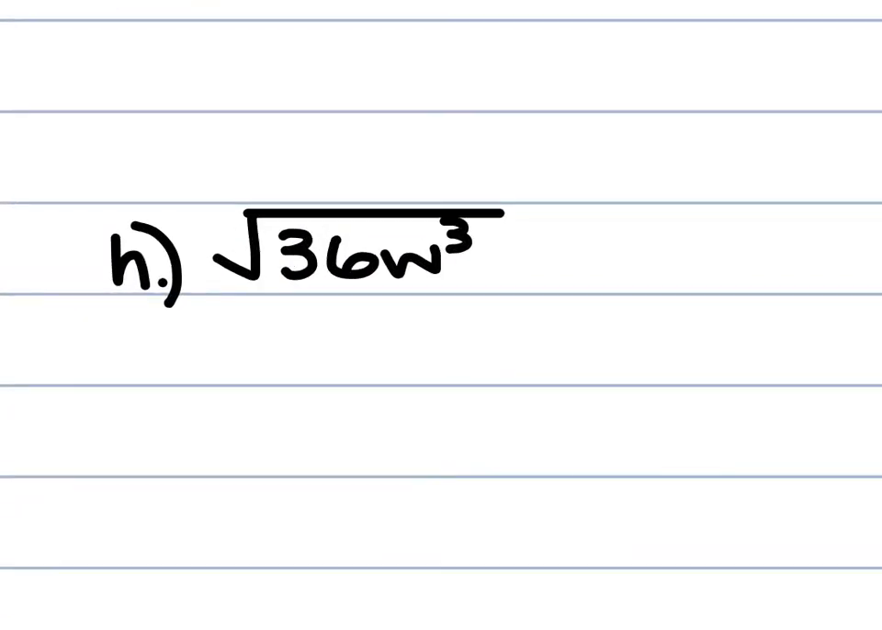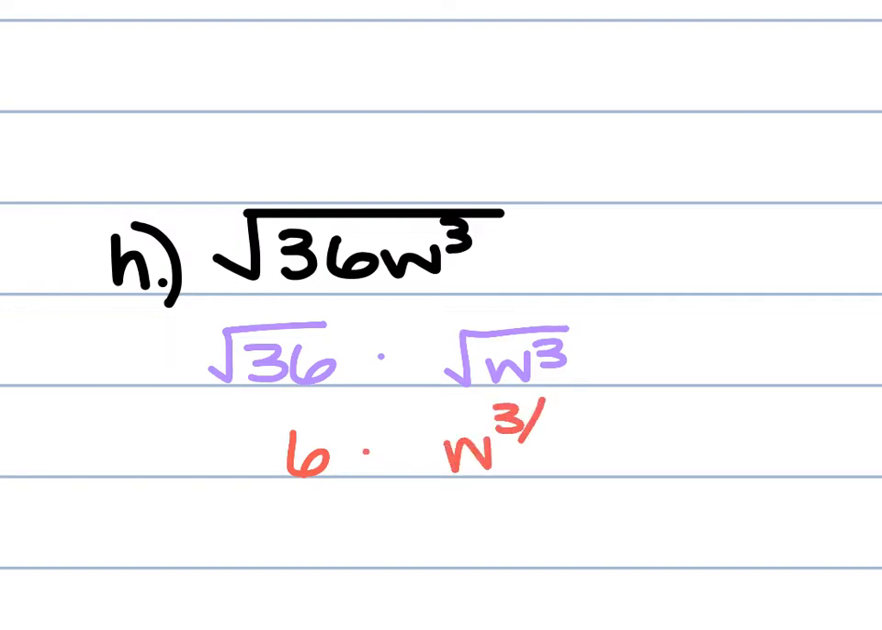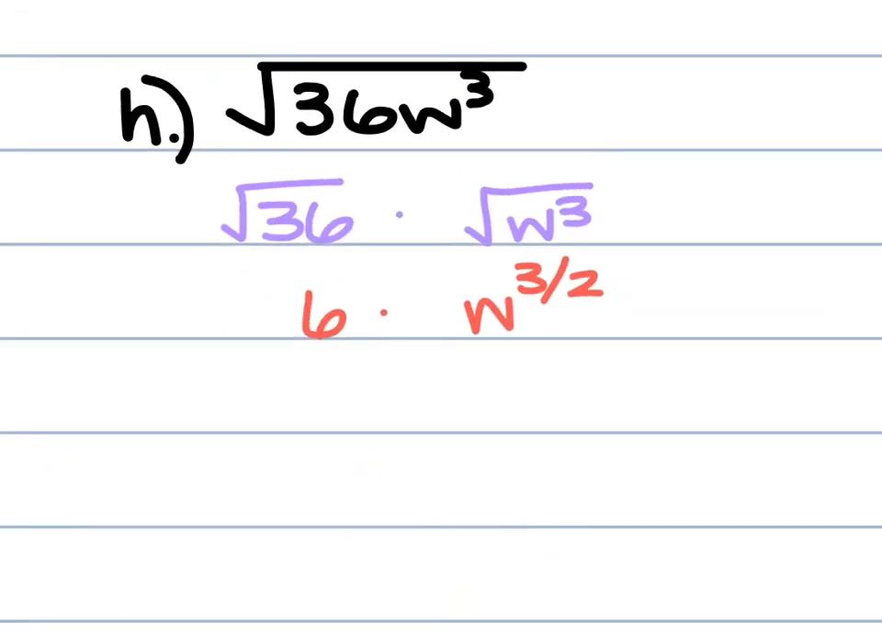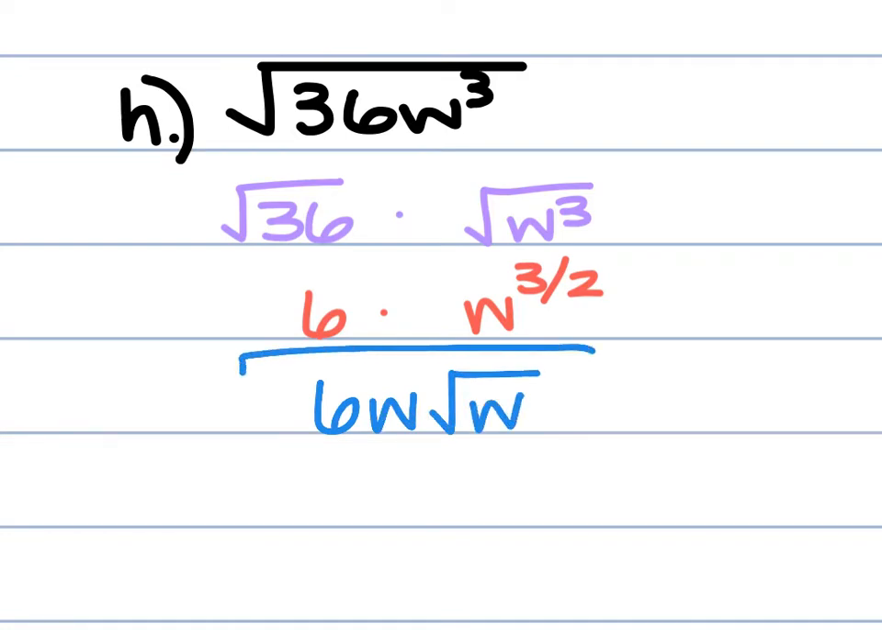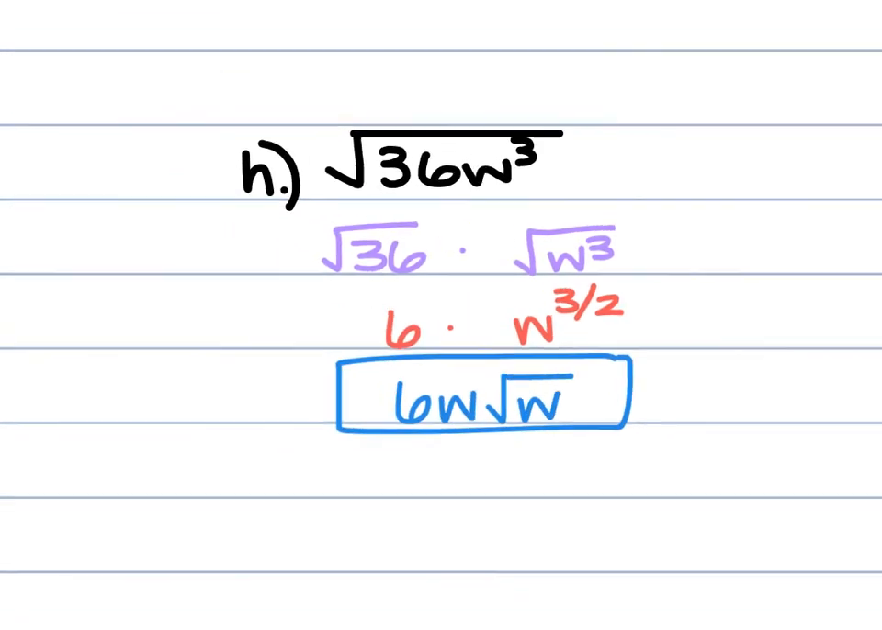For H, we have 36w cubed underneath the square root sign. So again, we can separate this as the square root of 36 times the square root of w cubed. So we know that square root of 36 is 6, and the square root of w cubed, well, that is the same thing as saying w cubed divided by 2. 2 goes into 3 one time with 1 left over, so that's going to be 6w square root w. Remember, if you have anything left over, it stays underneath the radical sign.